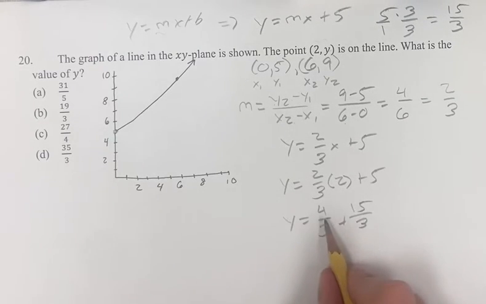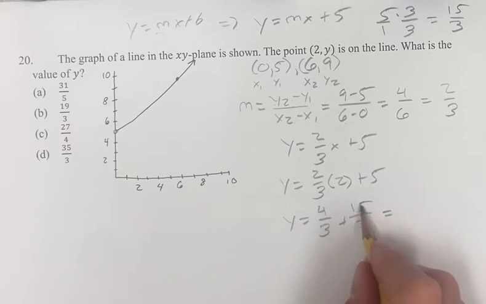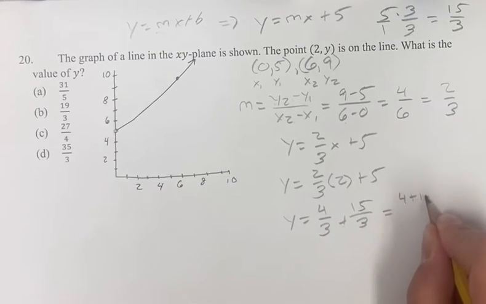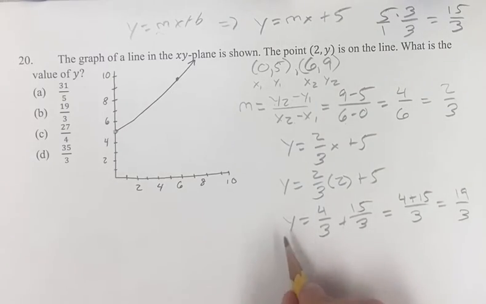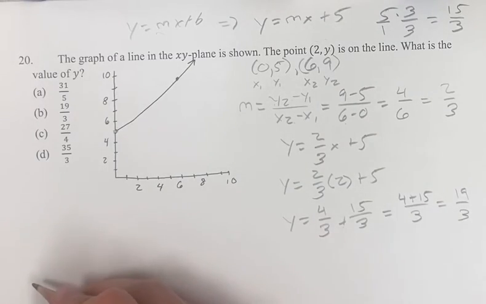Now we have y is equal to 4/3 plus 15/3. Now these have a common denominator, we can just add the numerators. So we have 4 plus 15 divided by 3 is just 19 over 3. So this is going to be our value of y, which is going to be our answer, which lines up with B.